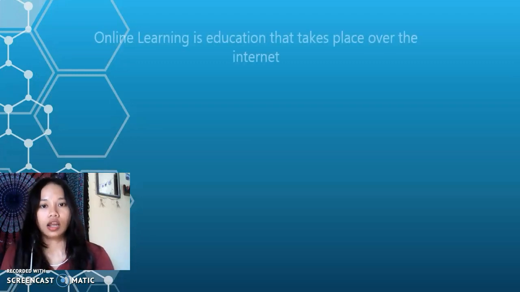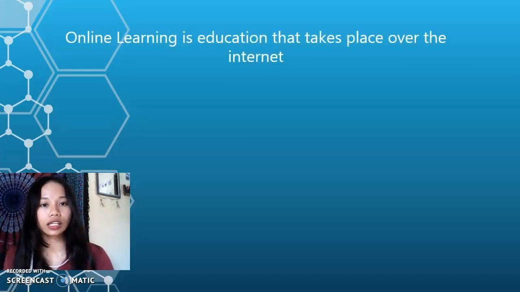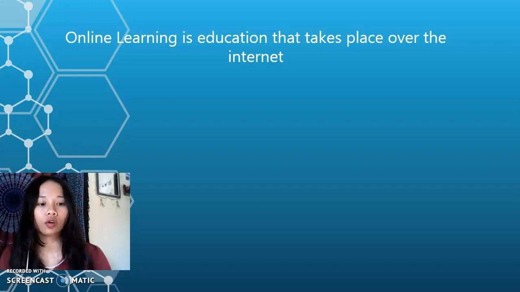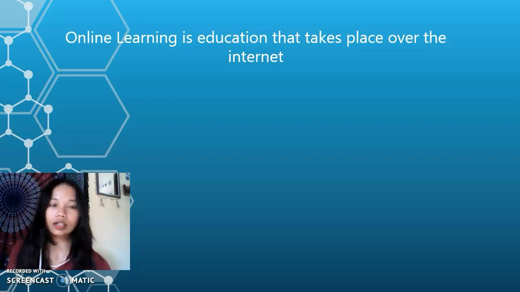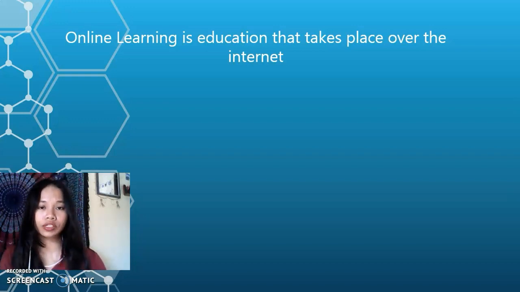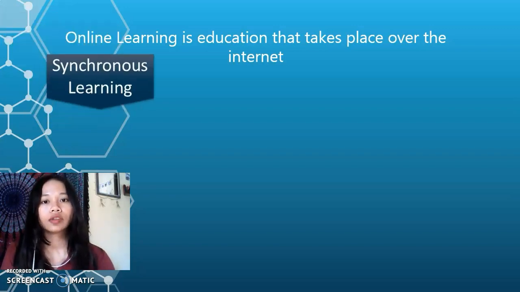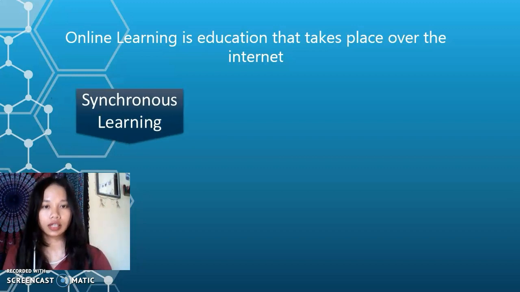The first one, online learning is education that takes place over the internet. So it means that the teacher and the students don't need to meet face to face or directly in the learning process. And you can also conduct the learning process everywhere and every time as long as you can connect to the internet.